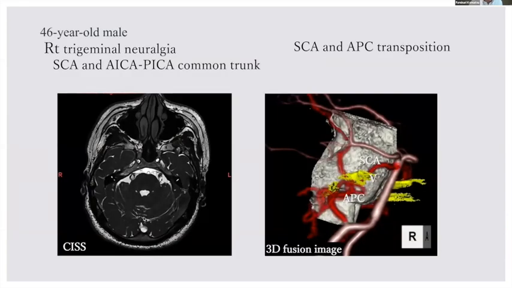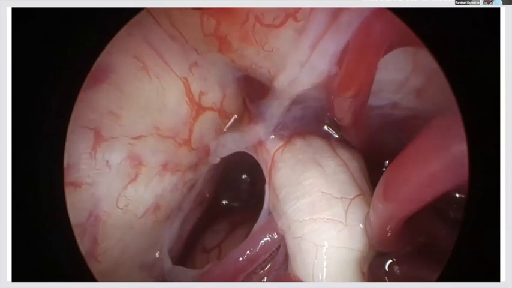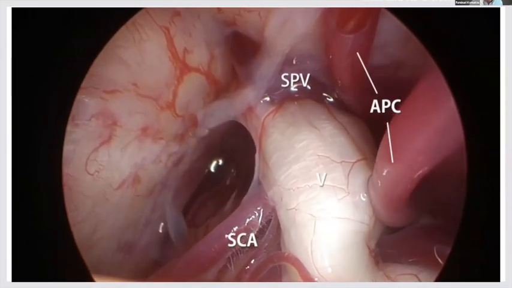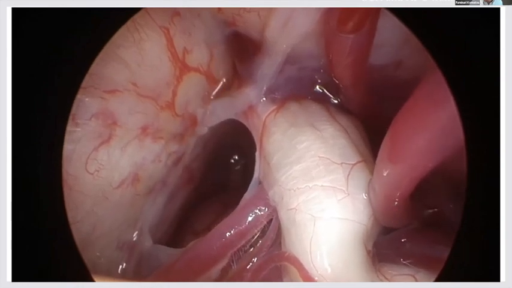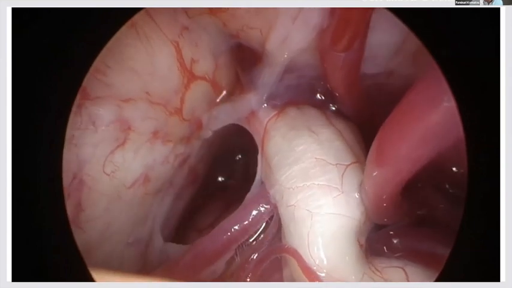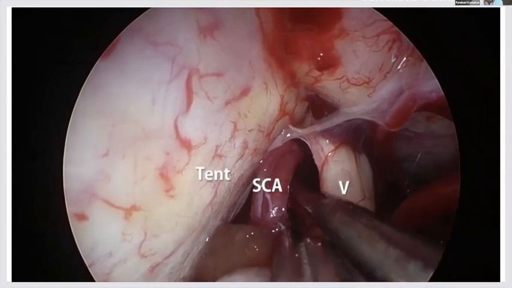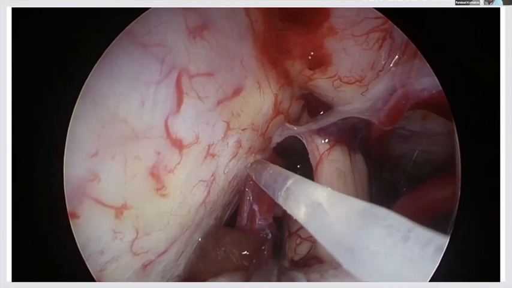This is also the ICA common trunk, and also the SCA is an offending artery. Multiple arteries are related. The video was shown. The SCA and the ICA common trunk, the three vessels compress the trigeminal nerve. So the decompression started from the SCA. The SCA is fixed at the cerebral tentorium.